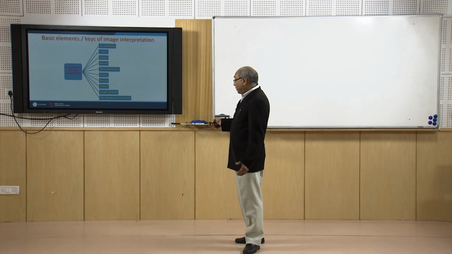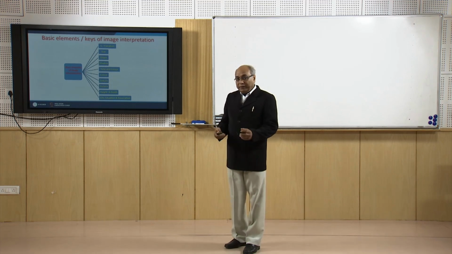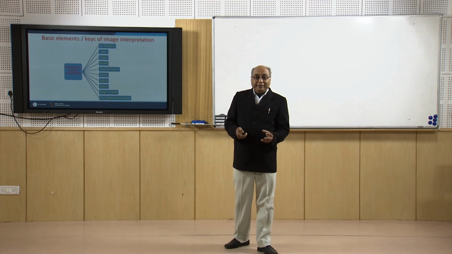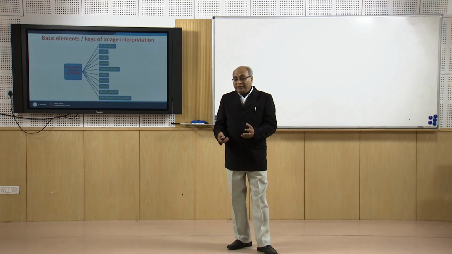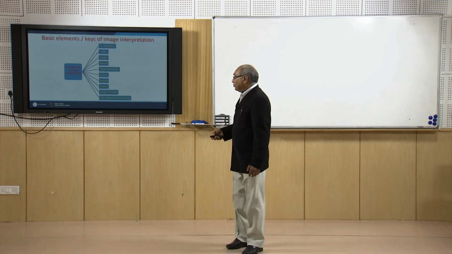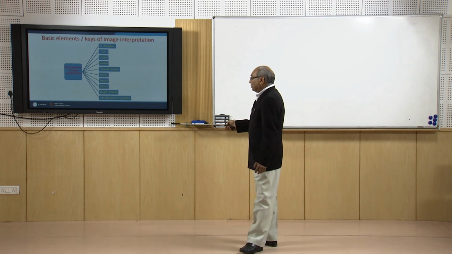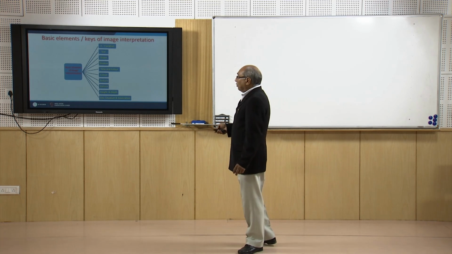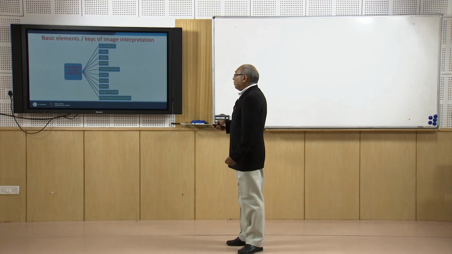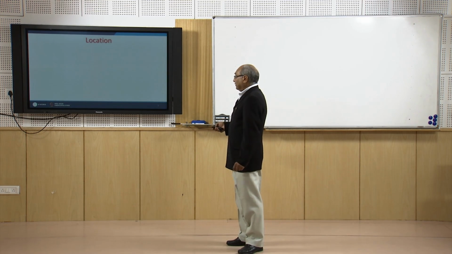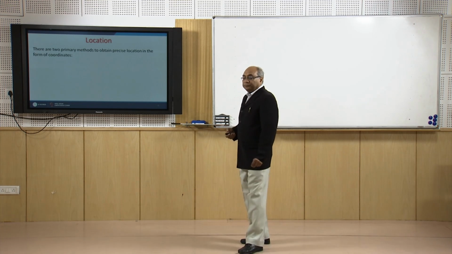So that is very important while making interpretations, whether in reality these things can be found at that location or not, that has to be understood. That is why site, situation and association are also very important, one of the keys of image interpretation. So we will go one by one.